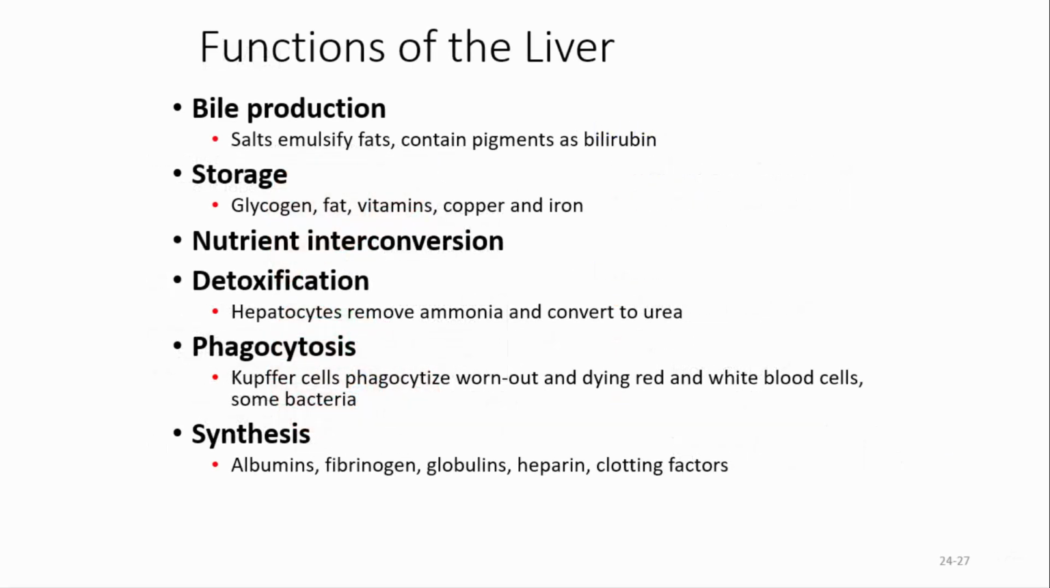And so the liver is one big biological factory. It does a lot of stuff. And one of those things is bile production. And what bile is, is salts which emulsify fats, and they contain pigments such as bilirubin. Gives it kind of that green appearance. Now, the gallbladder simply stores the bile that the liver makes. So if you have your gallbladder taken out, do you still make bile? And the answer is yes, because it's the liver that makes the bile.